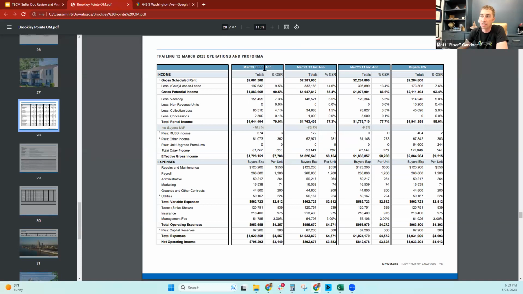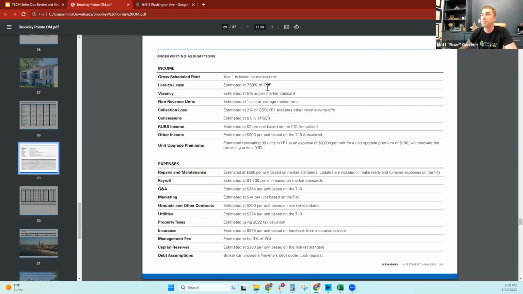They show a T6 income and a T3 income and a T1 income analysis, and then the buyer's underwriting. So we'll go more into that in a second when we talk about the T12 and why they have a T6, T3, and T1. It's pretty interesting the way they did this one. And then we'll go into the income and expenses.